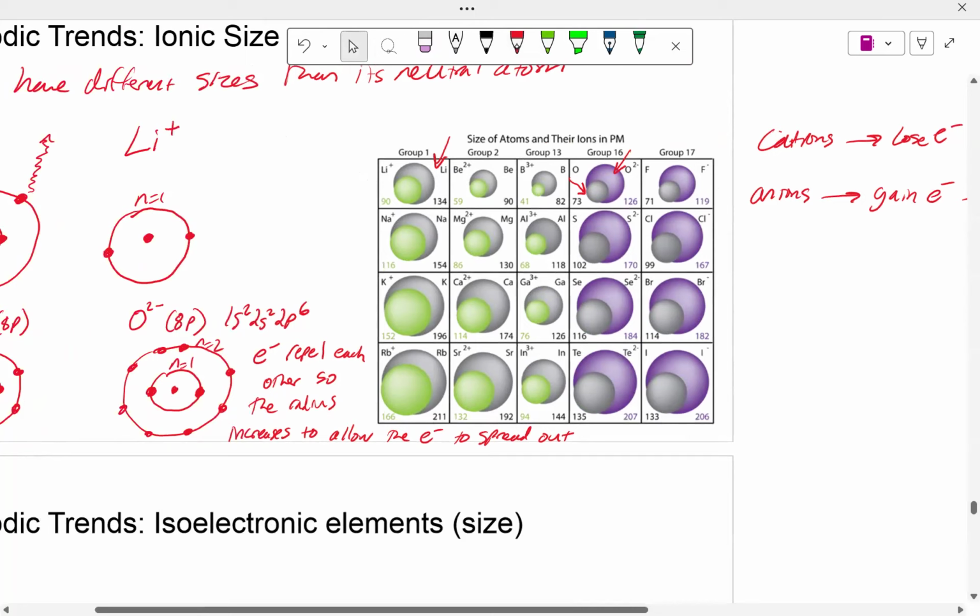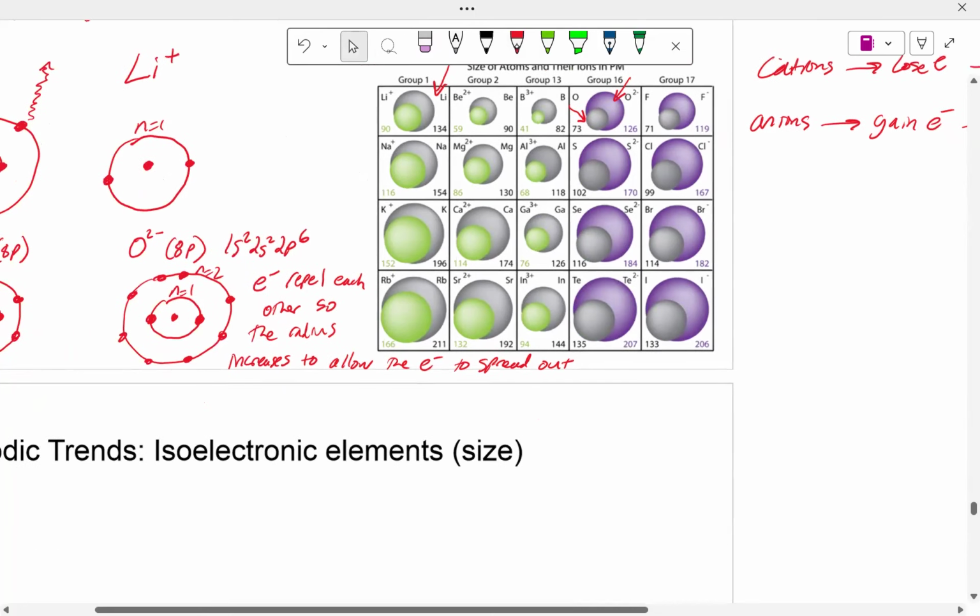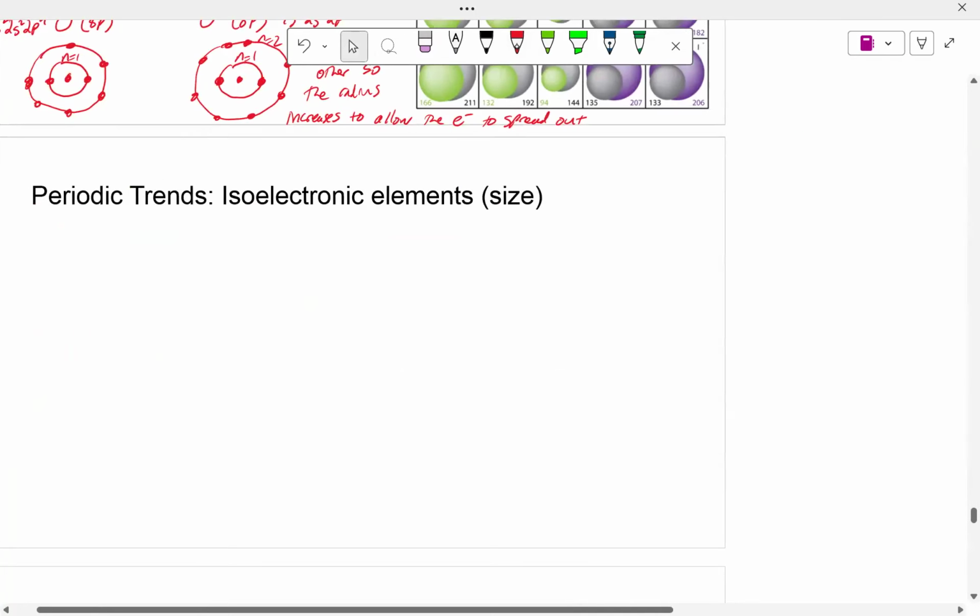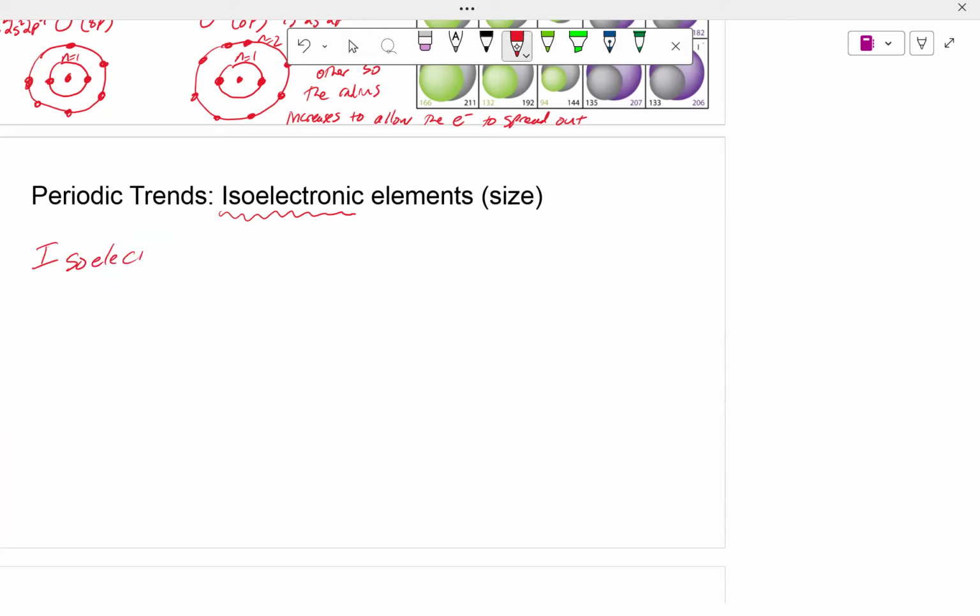All right, the final thing I want to talk about with size is dealing with elements that are isoelectronic. If you break down that name, iso meaning same, electronic referring to electrons. Isoelectronic ions are ions that have the same number of electrons or same electron configuration. Even though they have the same number of electrons, same electron configuration, their size is not going to be the same.